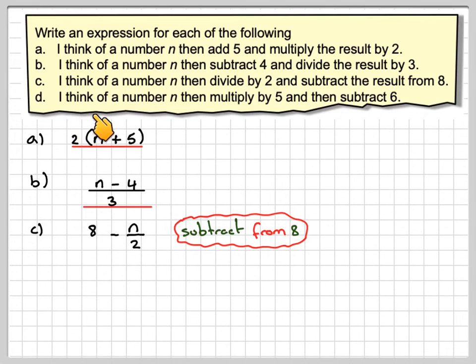And D, I think of a number n and then multiply by 5 and then subtract by 6. So D, I think of a number n, I multiply by 5, so it becomes 5n, and then subtract 6, take away 6.